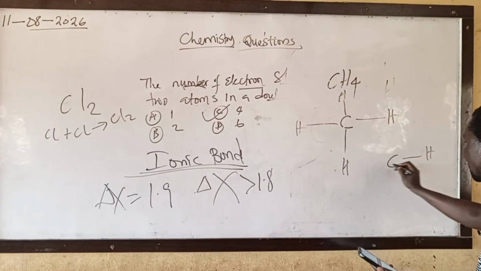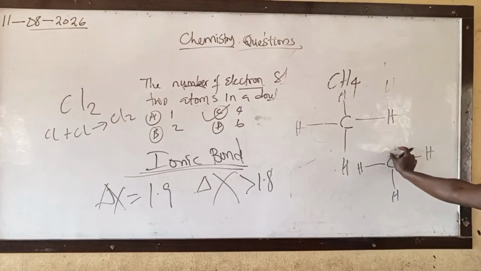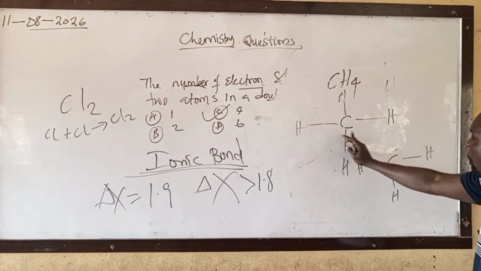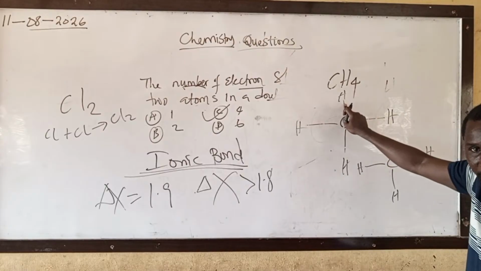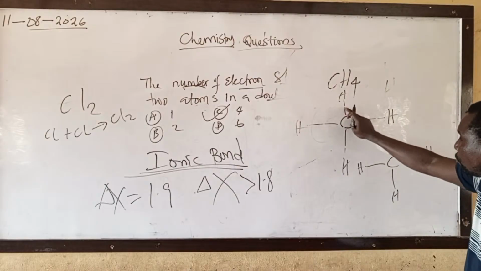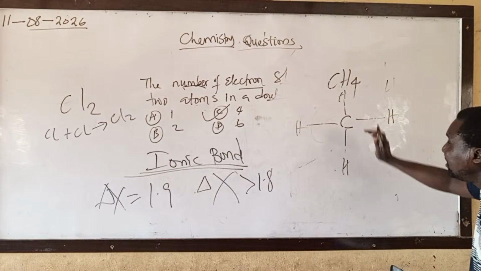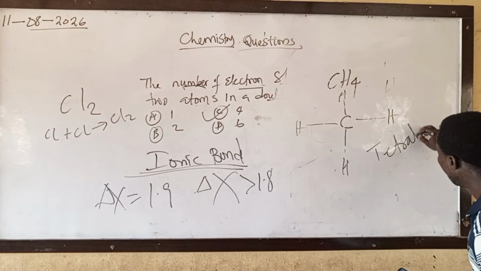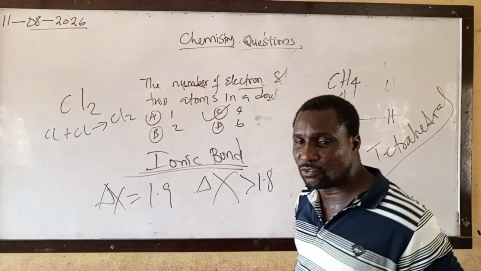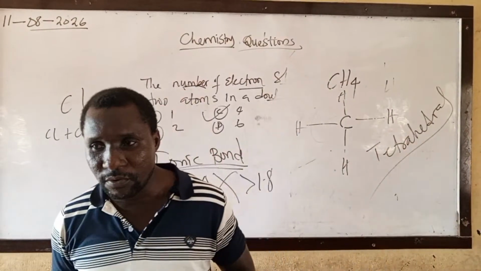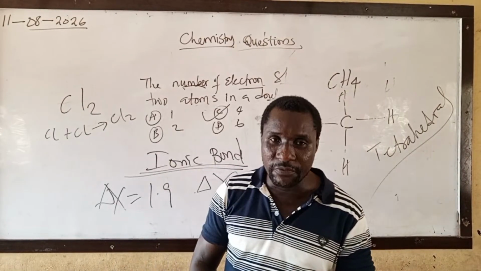For example, if I have something like this, which one is the lone pair? Do we have any lone pair here? No. It has 4 bond pairs, 4 covalent bonds: 1, 2, 3, 4. No lone pair. Then when you have this kind of compound, their shape is tetrahedral. I will explain everything tomorrow. Please take note of that.